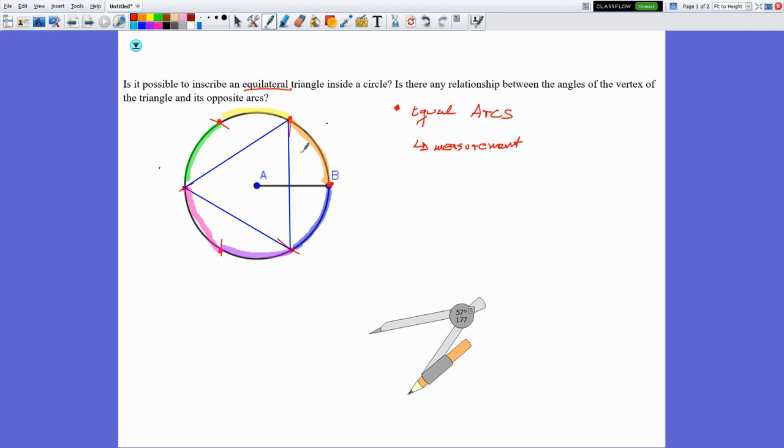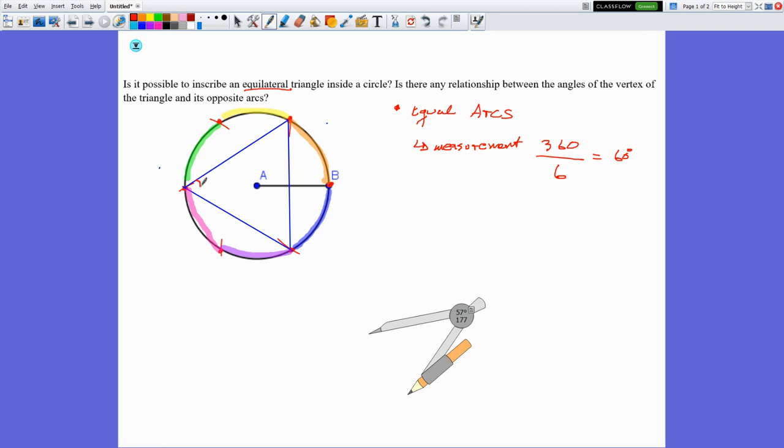The measurement of each arc will be 360, because that's a full circle. Since we created 6 of them and they're all equal, we can divide that by 6. Therefore, the measurement of each arc is 60 degrees. So if I were to measure this arc, that's 60 degrees, that's 60, that's 60, that's 60, that's 60, and that's 60. Every single arc has a measurement of 60 degrees.